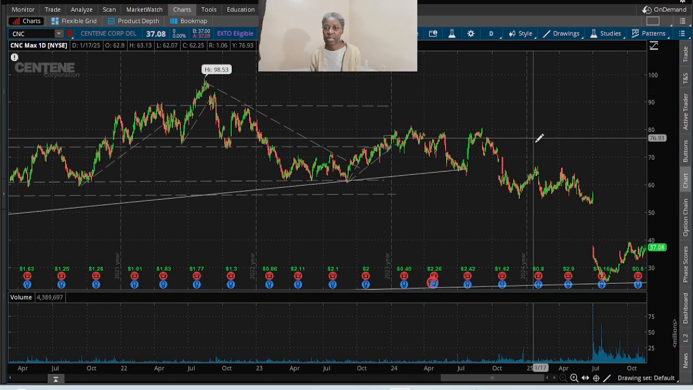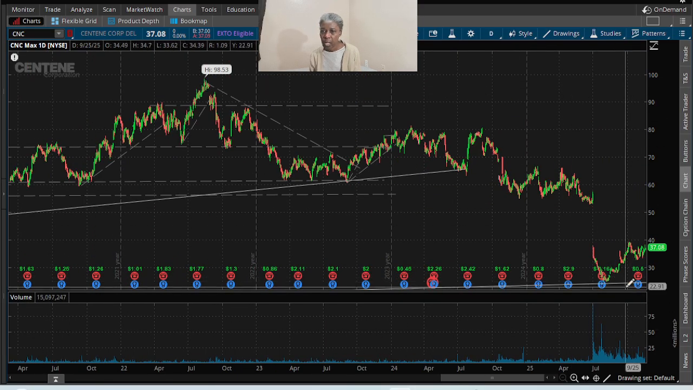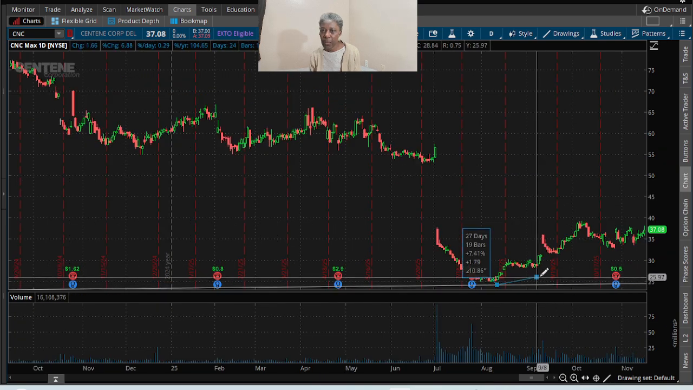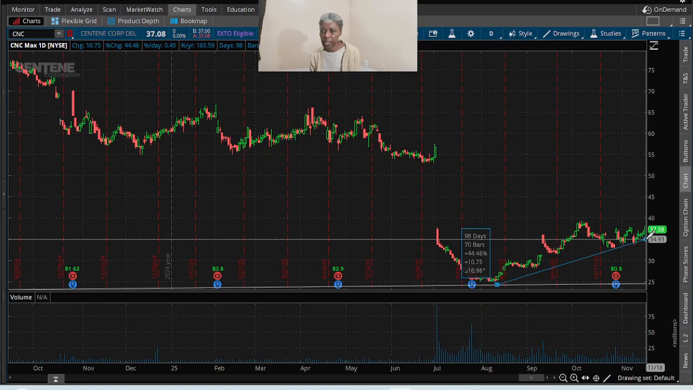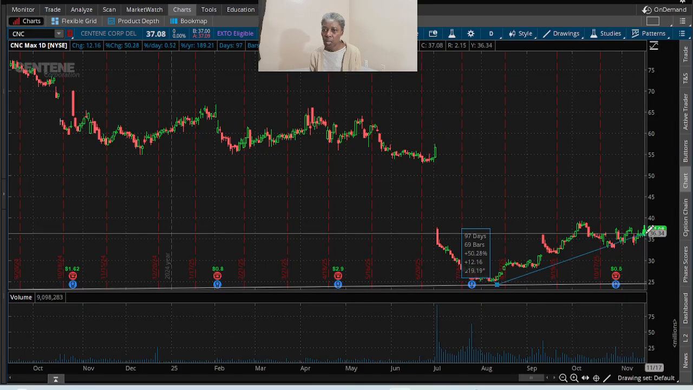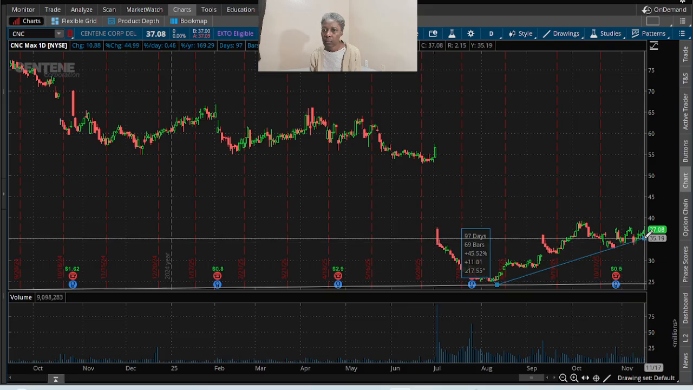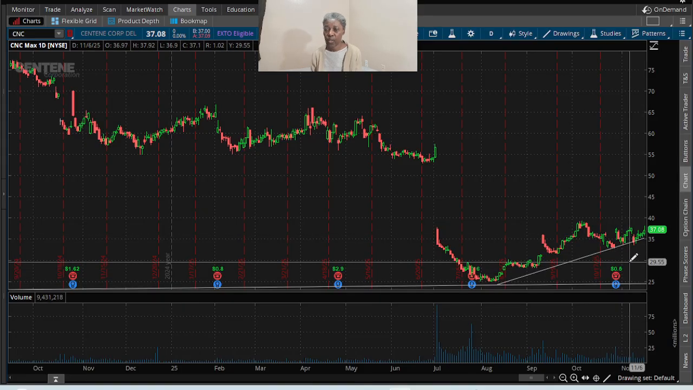So when we go to the daily chart and we are looking at that line that we traced, we can see that we have an uptrend going on here, and we can see we have a few days of growth there, higher price.